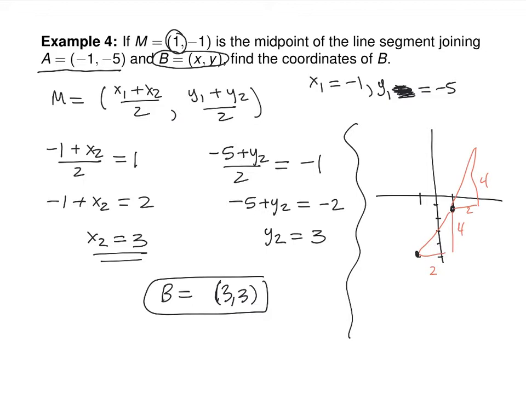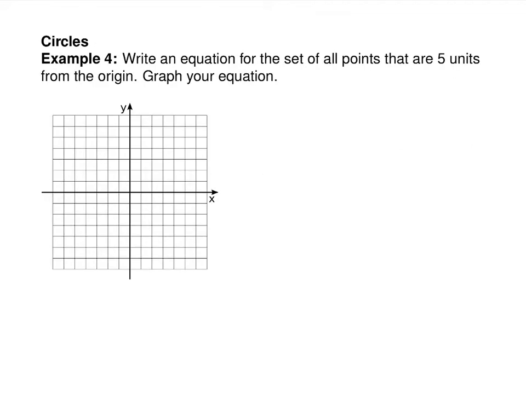Okay. I like equations because I like algebra better than geometry, but that's just me. So, write an equation for all points that are 5 units from the origin. Graph your equation. So we had that question yesterday where we graphed a circle, right? And it's kind of like, accept the fact this is a circle, just go with it.